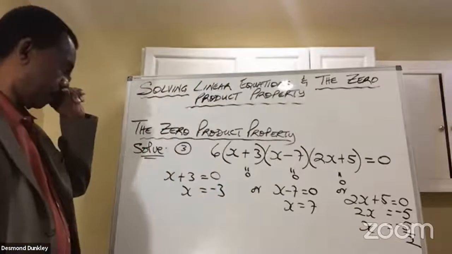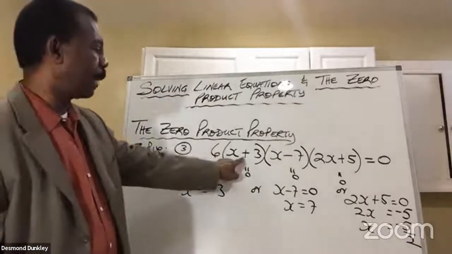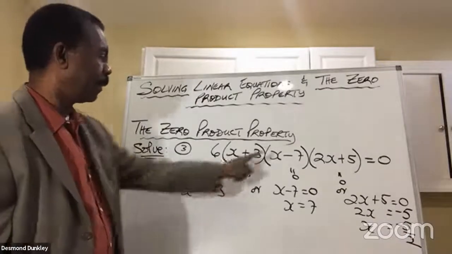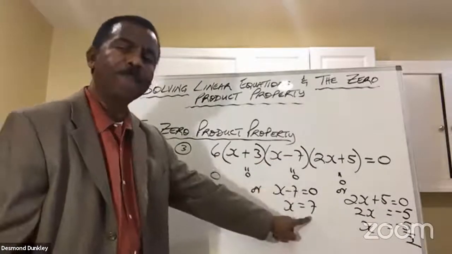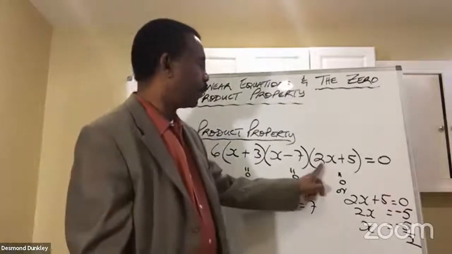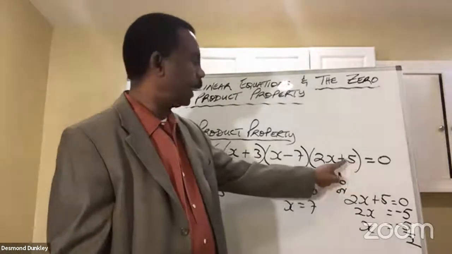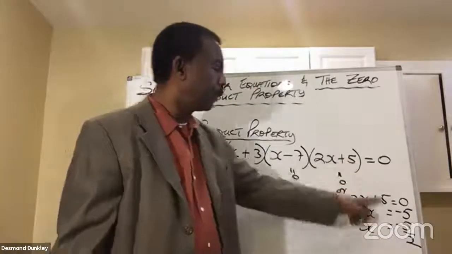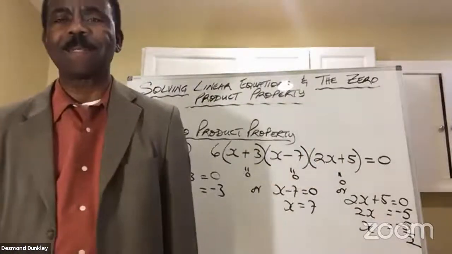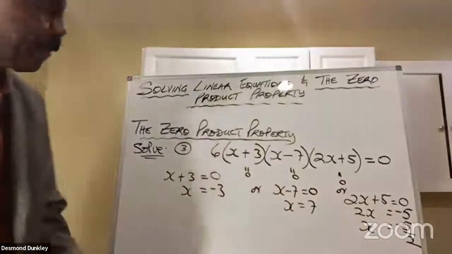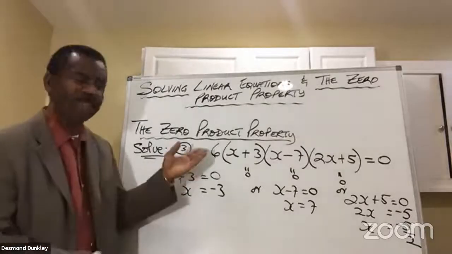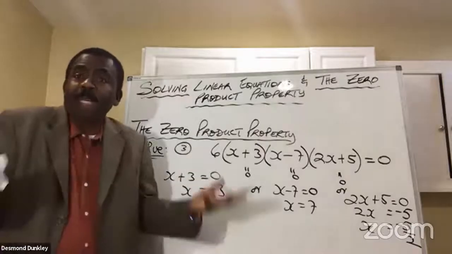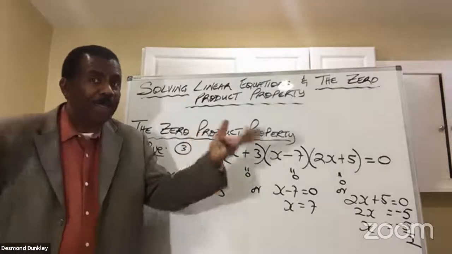Take a look at this. x plus 3, the result is negative 3. Just change the sign. Negative 7, change the sign, positive 7. This one now, 2x plus 5, change the sign to negative and divide by 2, 5 over 2. And that's it. Beautiful. So you never thought you'd be able to do this, but look what you've done. You have become mathematicians, now solving complex equations.